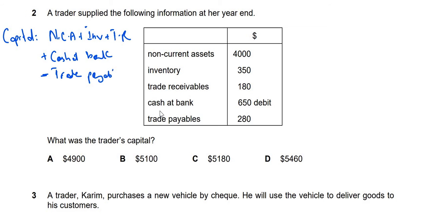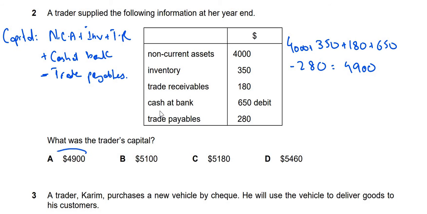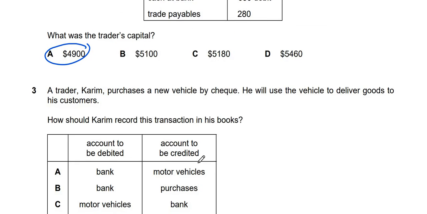Okay, what do you subtract? Trade payables. So basically what you're going to do, you will do 4000 plus 350 plus 180 plus 650, and you will subtract 280. So your answer is going to be 4900. So the answer is A. Alright, perfect. Now let's move on to question number 3.